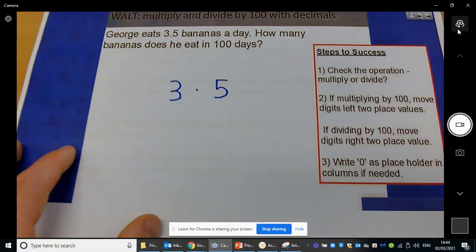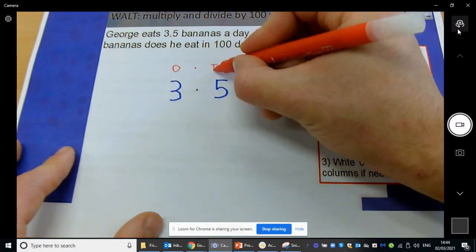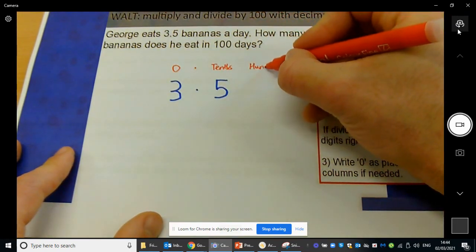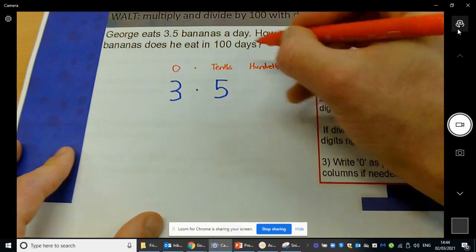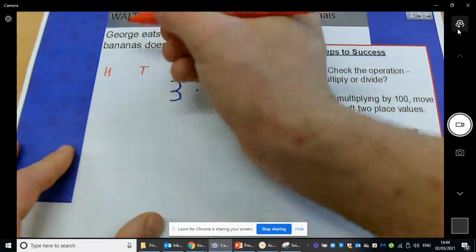Really important now to label our place value. So we've got our ones, our decimals, our tenths, our hundredths, and always worth labeling the tens and the hundreds in case we need those later on.